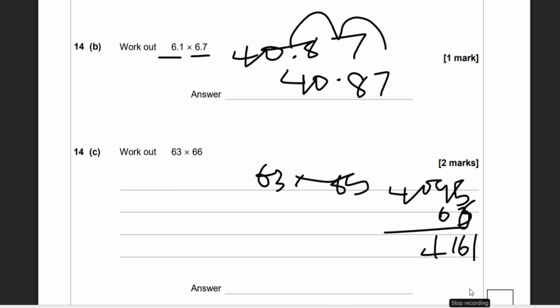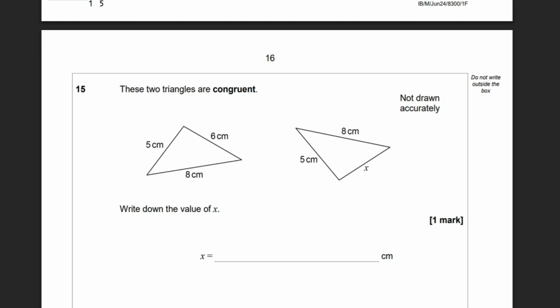Okay, for question 15, these triangles are congruent. Write down the value of x. And how do you do that? When they say congruent, they mean they are the same. So if you turn it around, upside down, if you turn this one facing up, you will see that 6 is x. So x is just 6 centimeters. All right, we go to the next one.